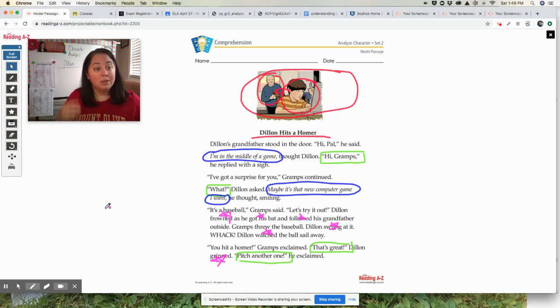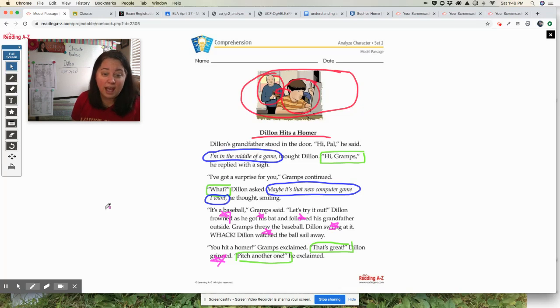So let's talk about it. How would you say that Dylan was? How would you describe his character in the beginning of the story? I would think that in the beginning of the story, he was a little bit annoyed with Grandpa, right? Because all he wanted to do was play his video games on his computer, and here is Gramps wanting to play baseball. We know that he sighed.